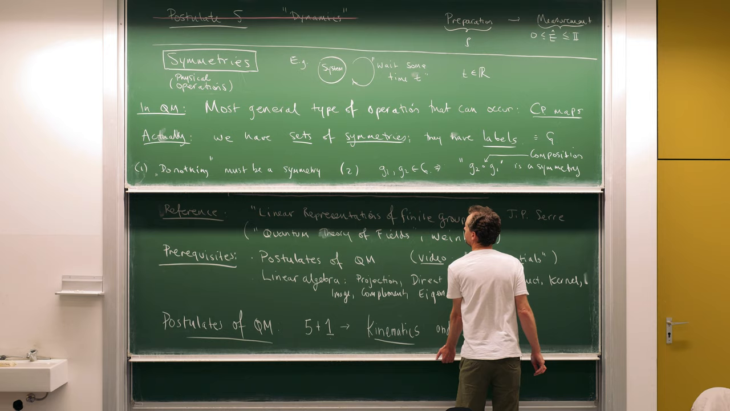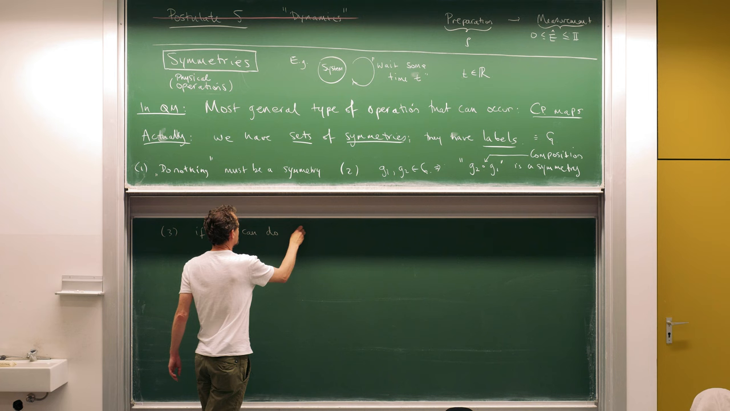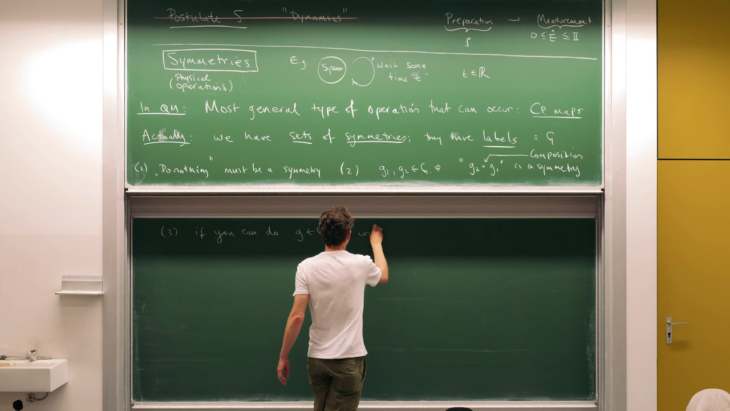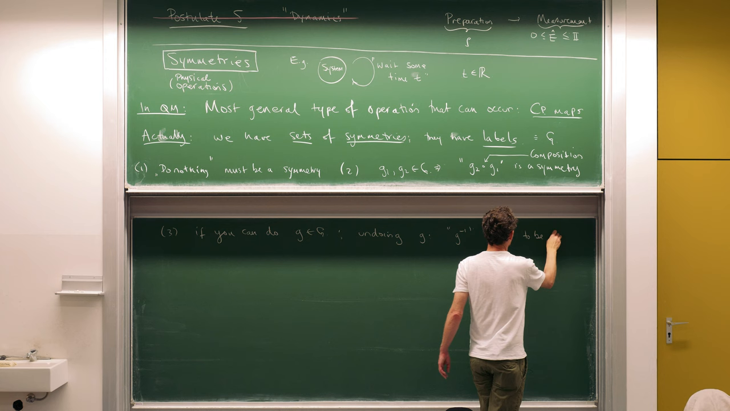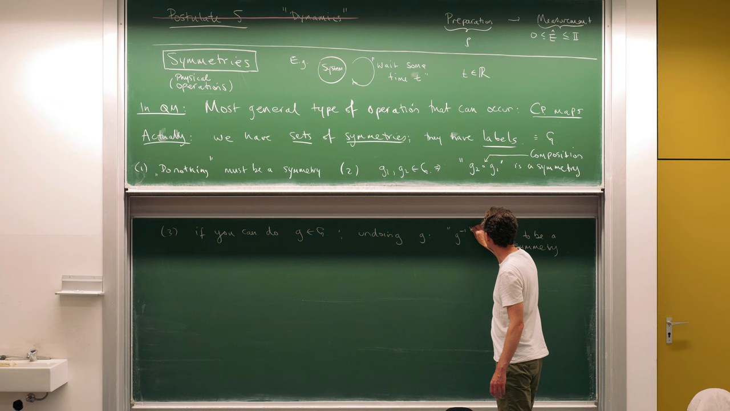And then there's a third one we want. If you can do some symmetry labeled by G, then undoing G ought to be a symmetry too. So G inverse ought to be a label of a symmetry.